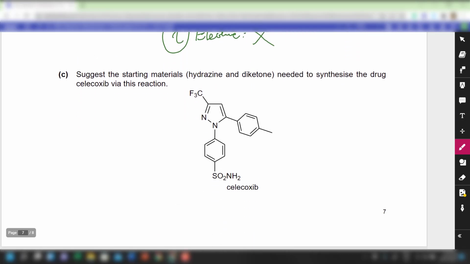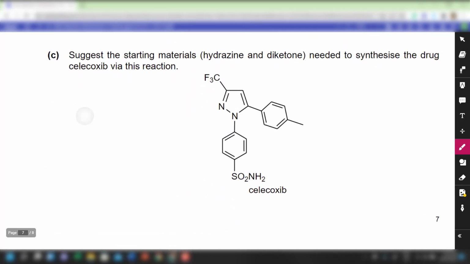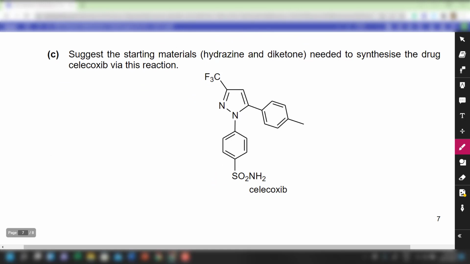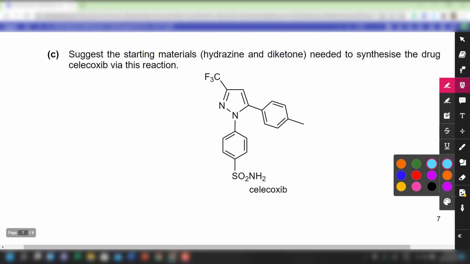Next, we take a look at part C. Suggest the starting material, in this case hydrazine and diketone, needed to synthesize the drug celecoxib via this reaction. I think you have to take reference from part A. I don't think I need to discuss too much on this, because I think you guys are quite good at deciding. Basically the hydrazine will be this whole portion. This is the hydrazine, and then the diketone will be over here.